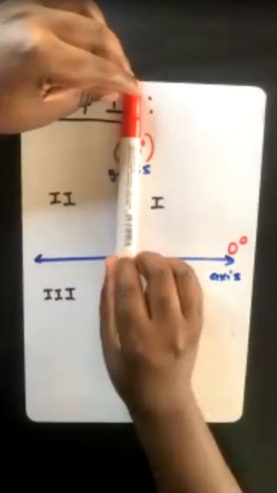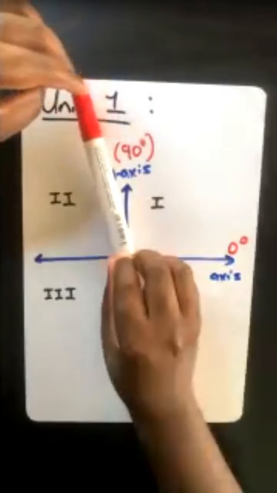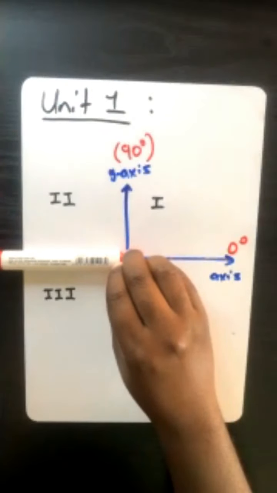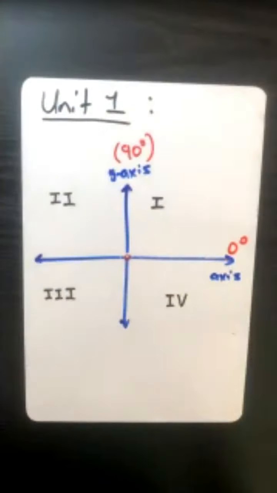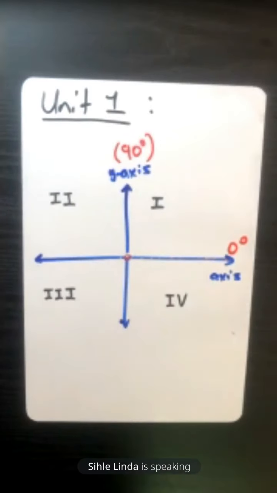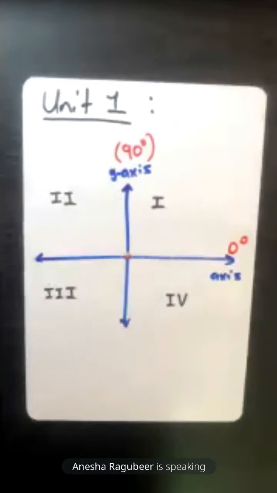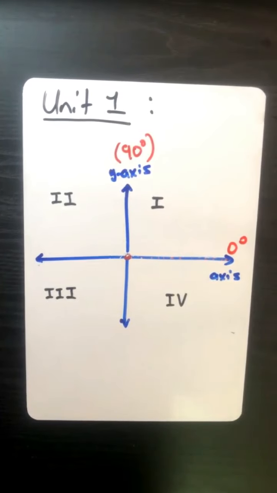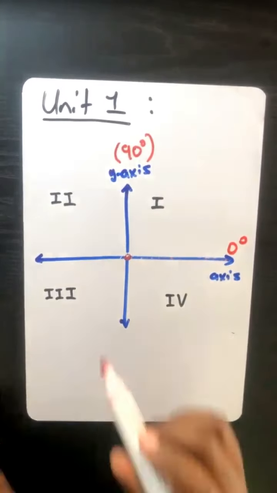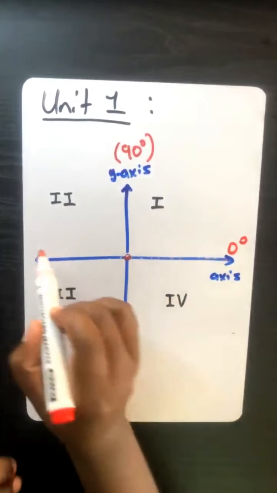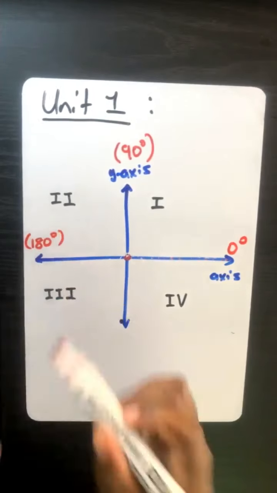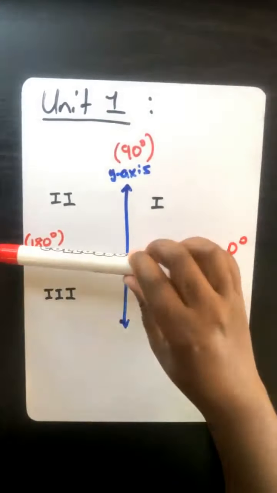So let's now increase the angle. From there, 91, 92, 93, 94, 95, 96, whatever, up until that angle. So what is that angle, guys? 180 degrees. 100%. It's 180 degrees. So from there, let's continue, guys.